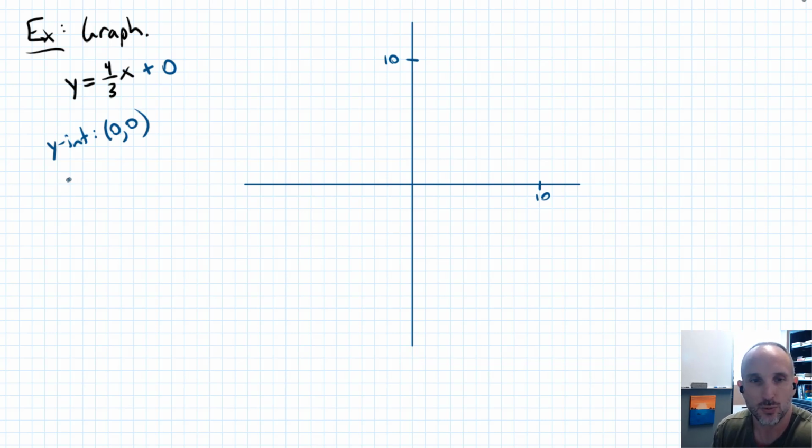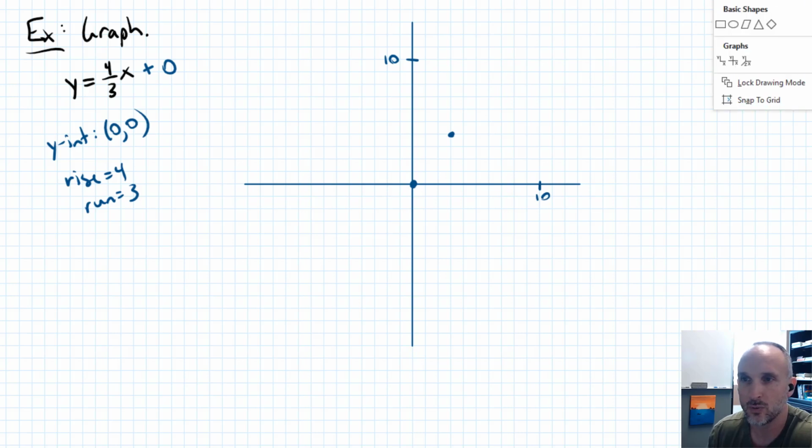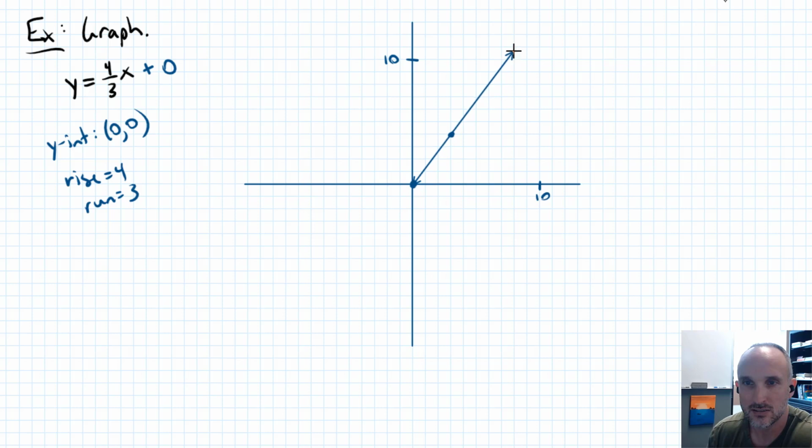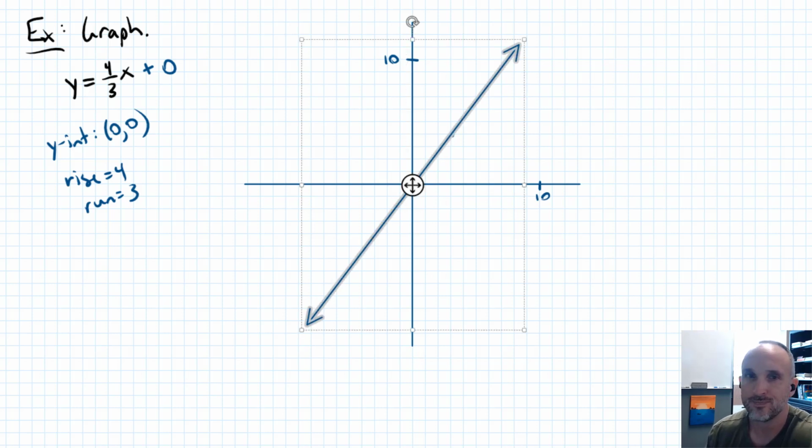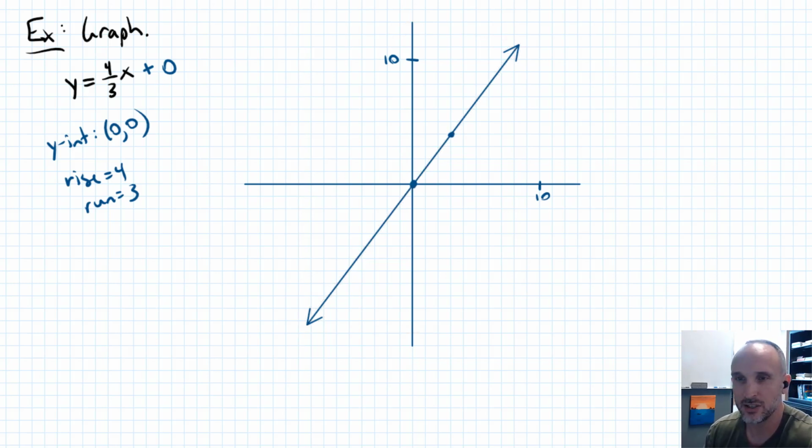And then our slope is a rise of 4 and a run of 3. So 0, 0, and then I'll rise 1, 2, 3, 4, and run 1, 2, 3. And I could do more points if I wanted, but it's going to give me this line. And it's that simple. So sometimes you don't have a b, so think of it as 0. Let's do one more example.